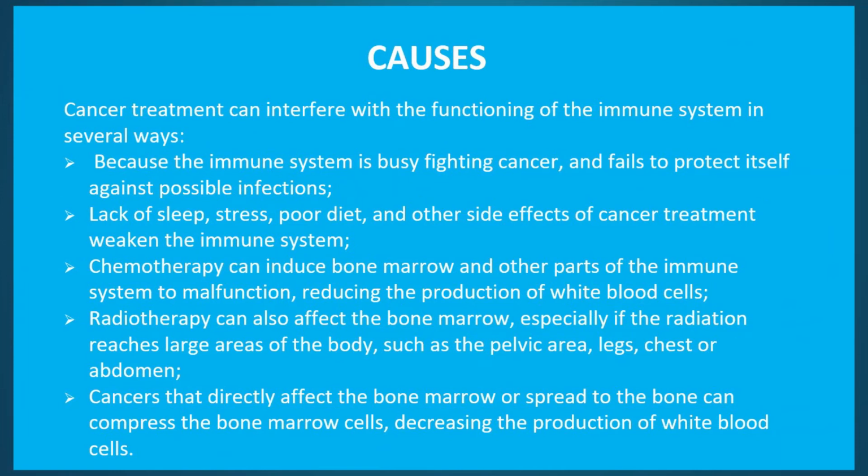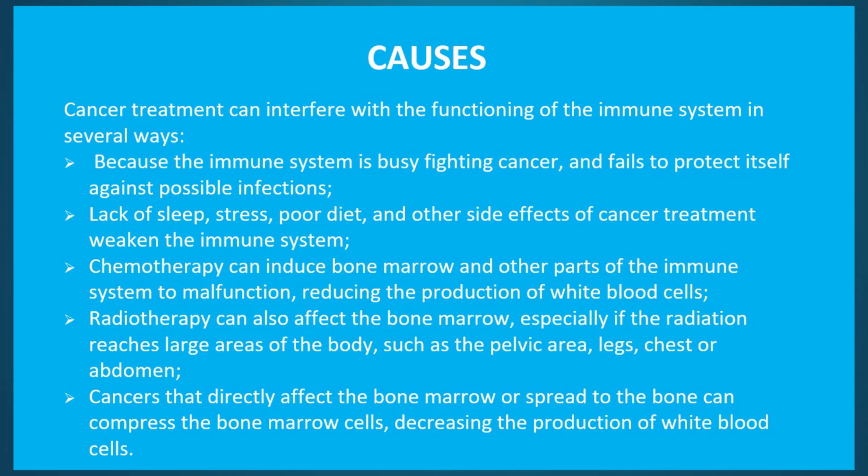Causes. Cancer treatment can interfere with the functioning of the immune system in several ways. The immune system is busy fighting cancer, and fails to protect itself against possible infections. Lack of sleep, stress, poor diet, and other side effects of cancer treatment weaken the immune system. Chemotherapy can induce bone marrow and other parts of the immune system to malfunction, reducing the production of white blood cells. Radiotherapy can also affect the bone marrow, especially if the radiation reaches large areas of the body, such as the pelvic area, legs, chest, or abdomen.